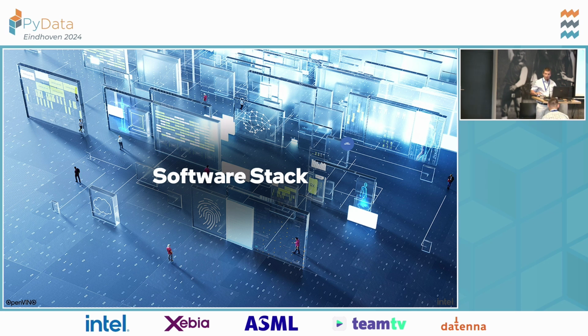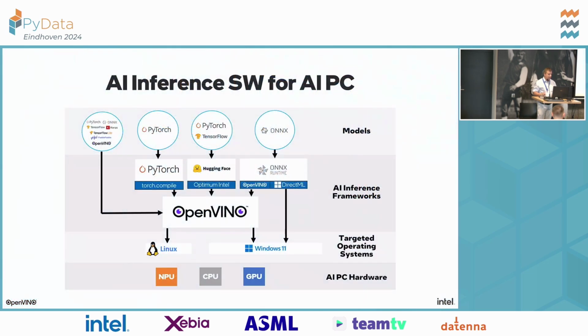So great introduction to AI PC, but what is a software stack for AI PC? Because the hardware is not sufficient to have added value, right? We need to have also a comprehensive software stack. And the software stack for AI PC looks like that. You can see in the middle that we have OpenVINO.